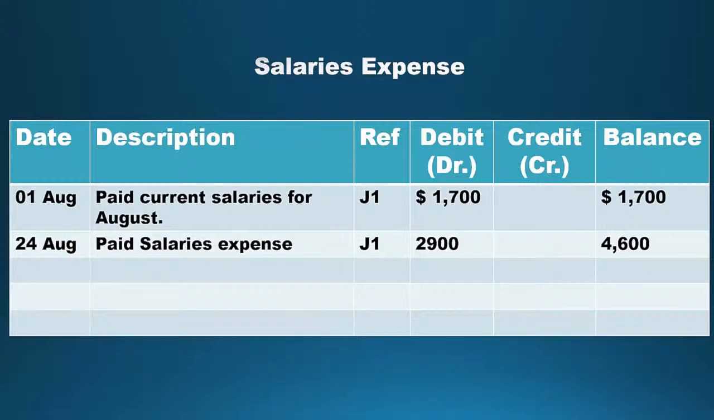Posting to the ledgers. Salaries expense ledger. 1. Date. Write the date, August 24. 2. Narrative. Add the narrative: Paid salaries for the current payroll period. 3. Reference. Include the journal reference J1. 4. Amount. Enter $2,900 in the debit column. We debit salaries expense because this cost is increasing, and increases to expenses are recorded on the debit side.